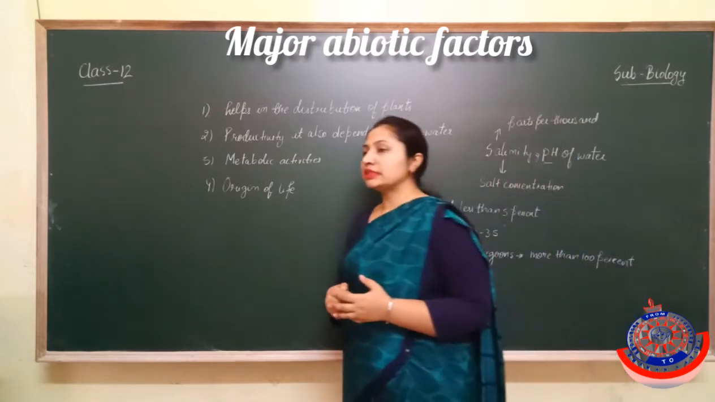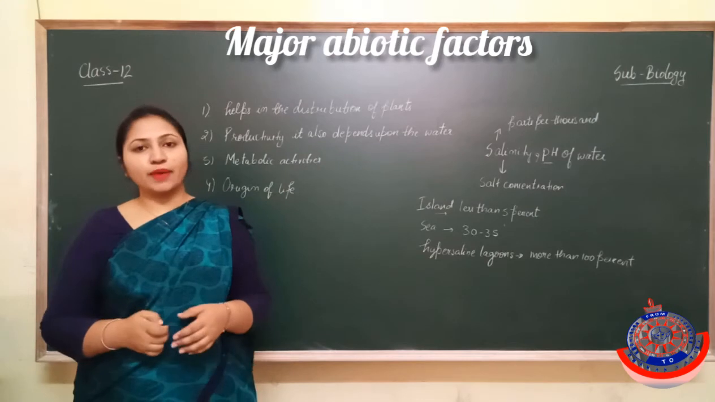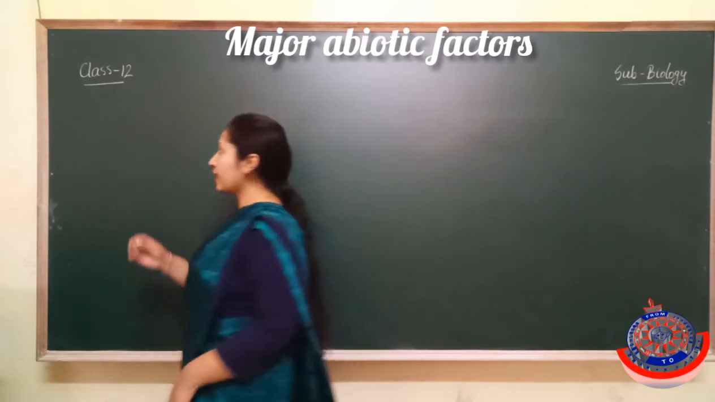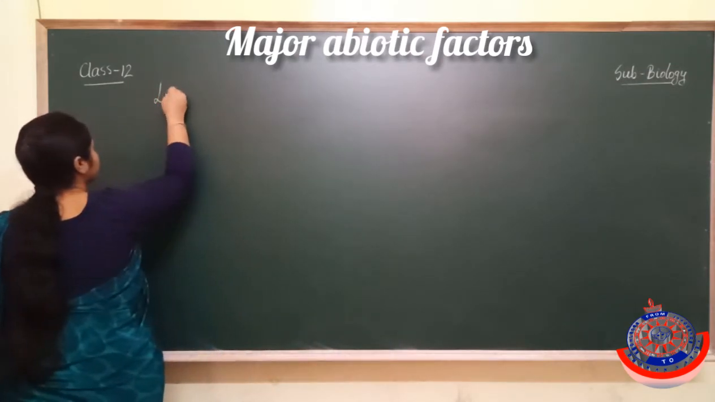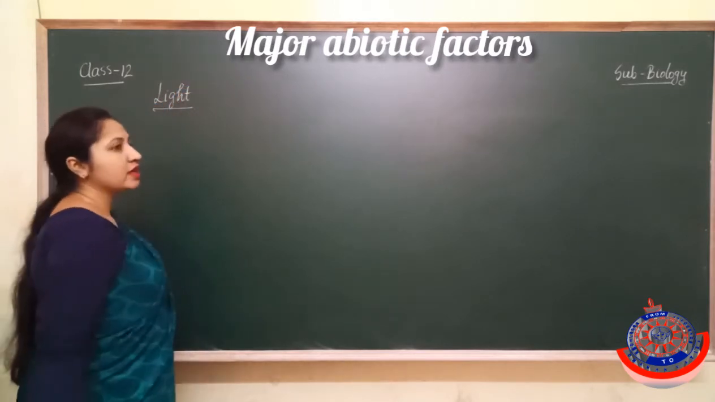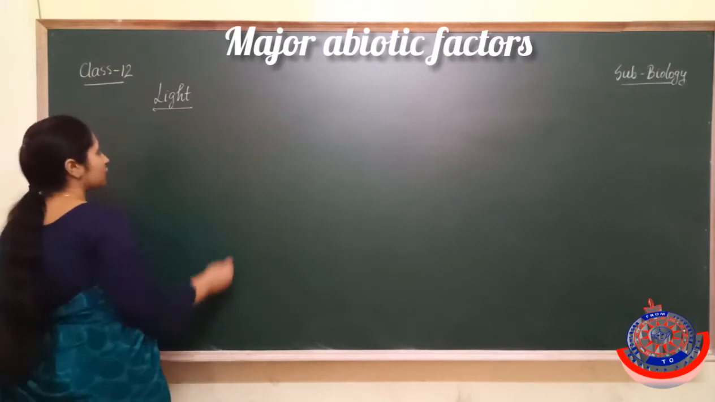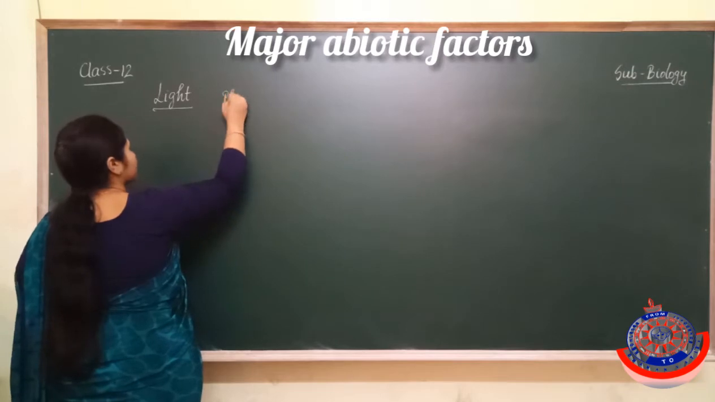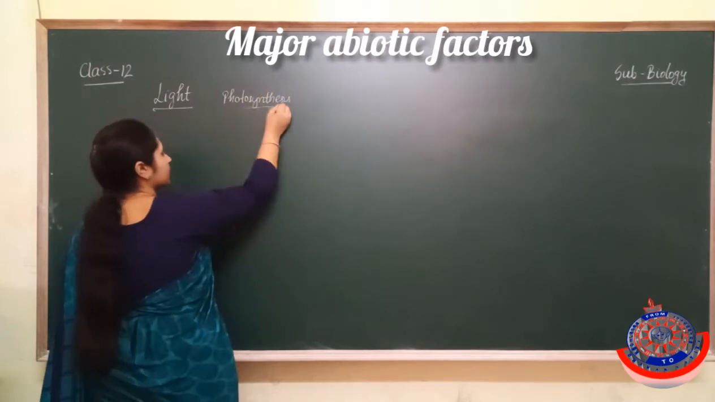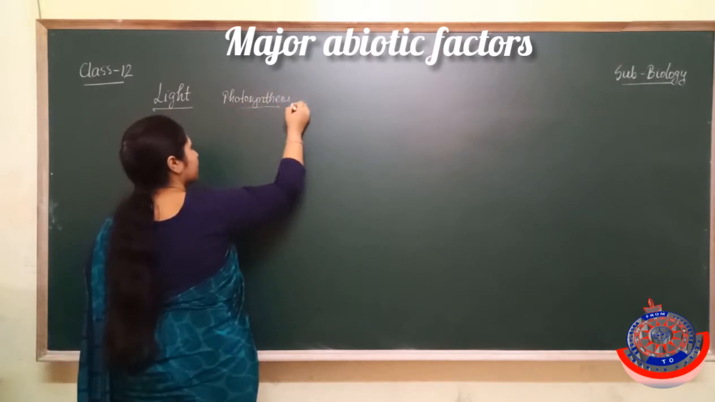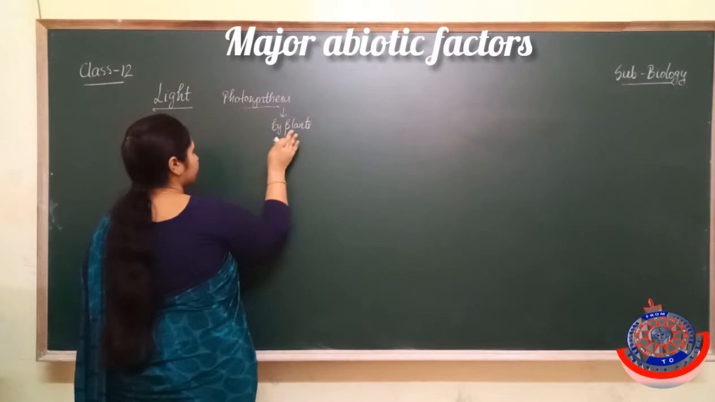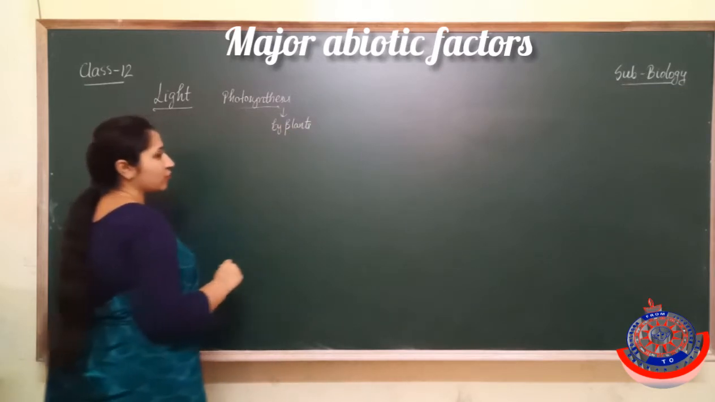Now next we will talk about light, how light acts as a major abiotic factor in considering the different habitats, and how different organisms depend upon light for their activities. First we will discuss the process of photosynthesis. It is performed by the plants, and plants make use of sunlight for this process.